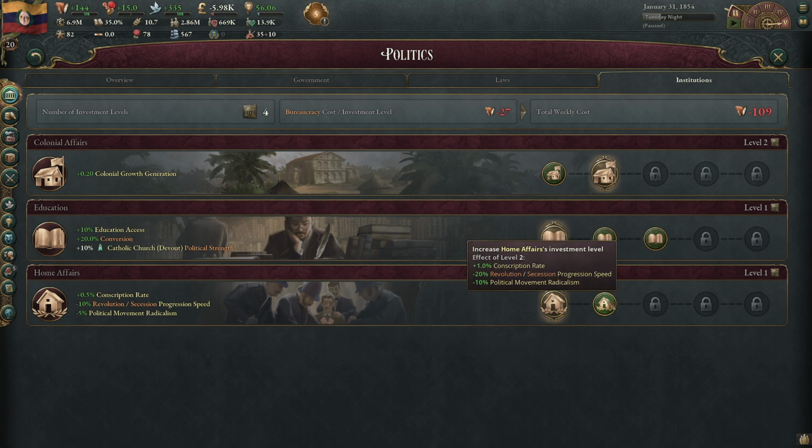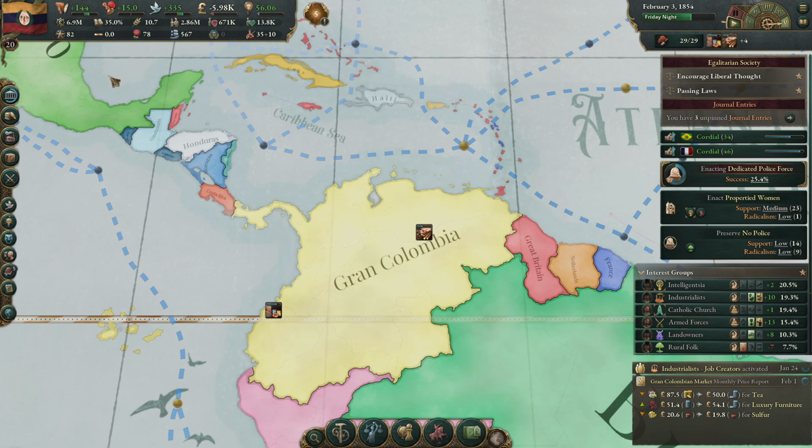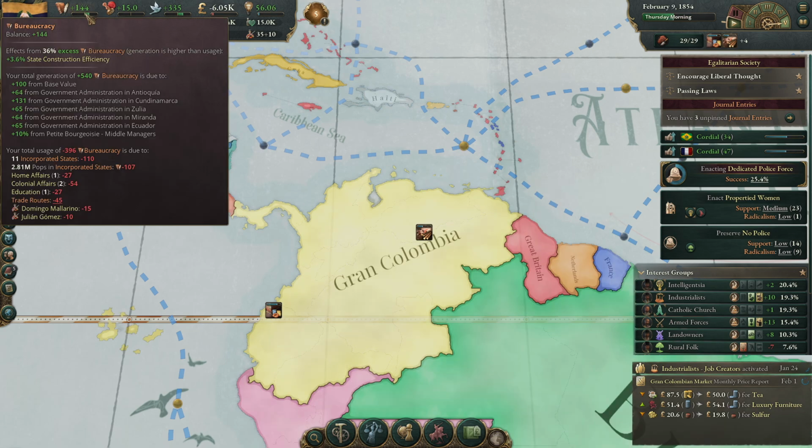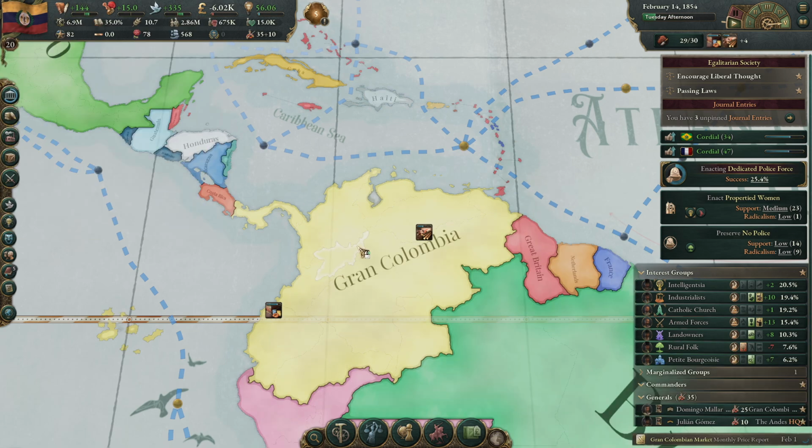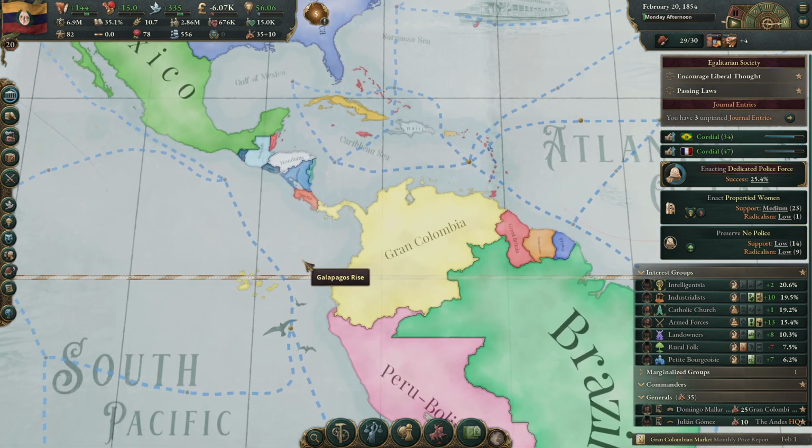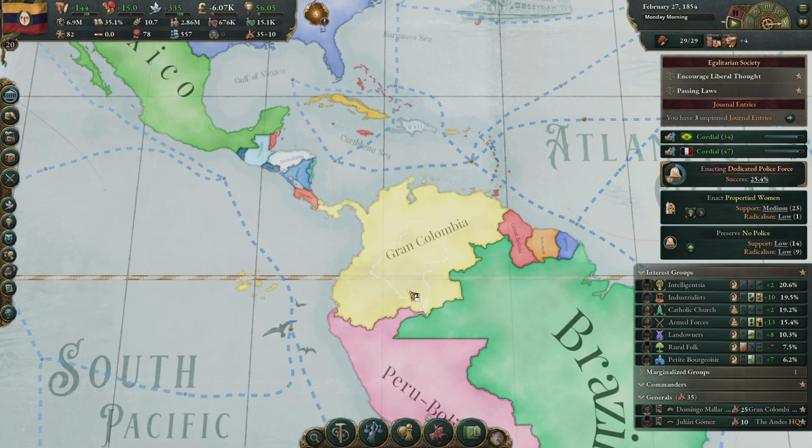Home affairs. We get more conscription rates if I do this. Don't really care about the home affair institution though. Well, we just have a spare. We get a little bit more state construction efficiency for a bit. It's fine, I guess.